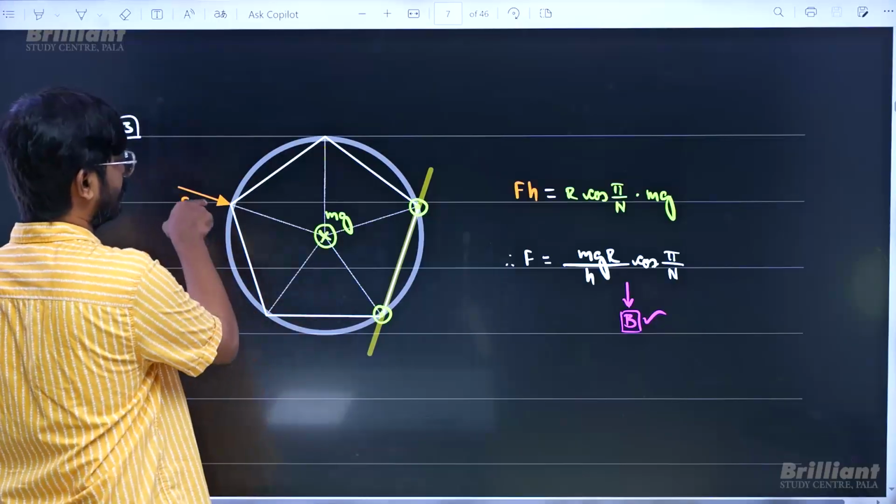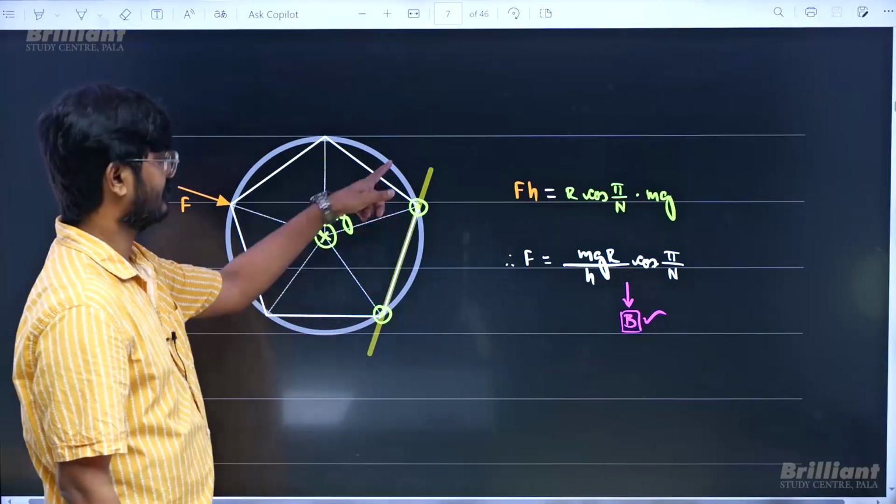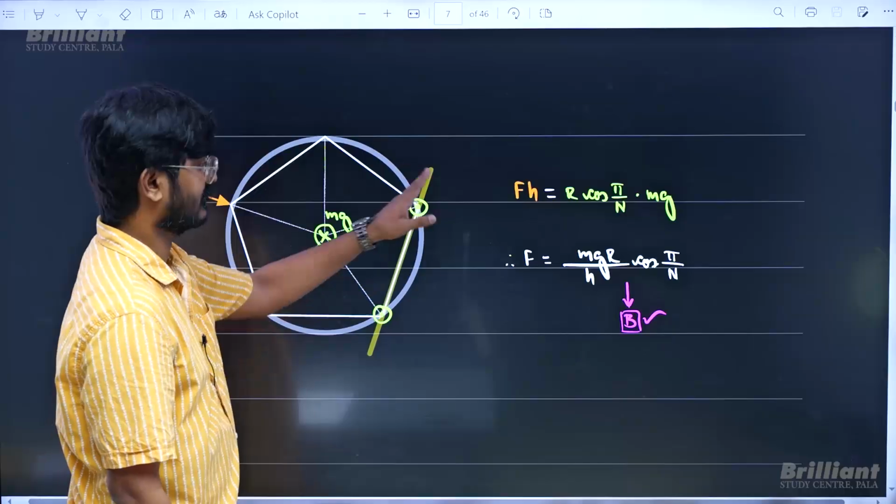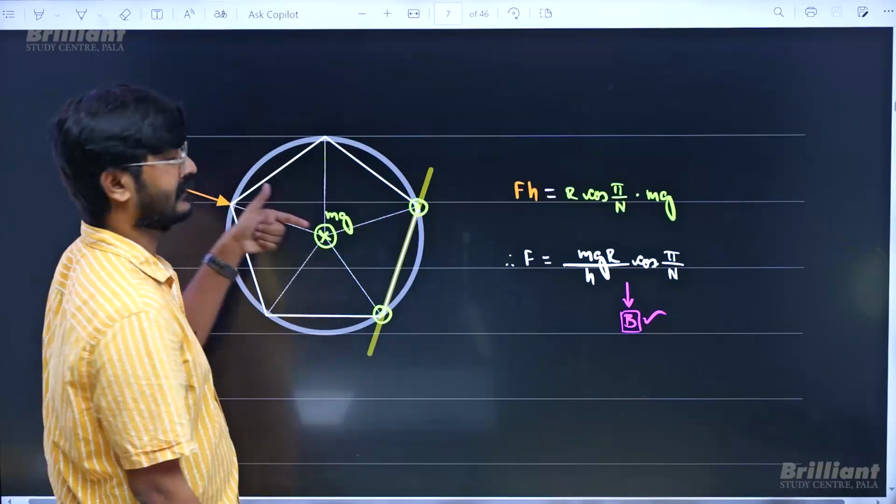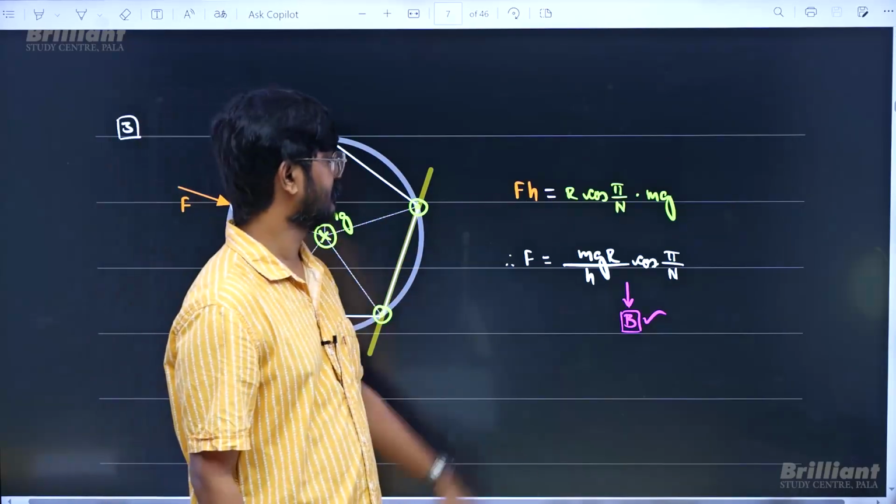So torque due to this force is going to be F times the perpendicular distance about this axis. This axis is passing through the ground. So from the ground, this force is applied at a distance h. So torque is F into h.